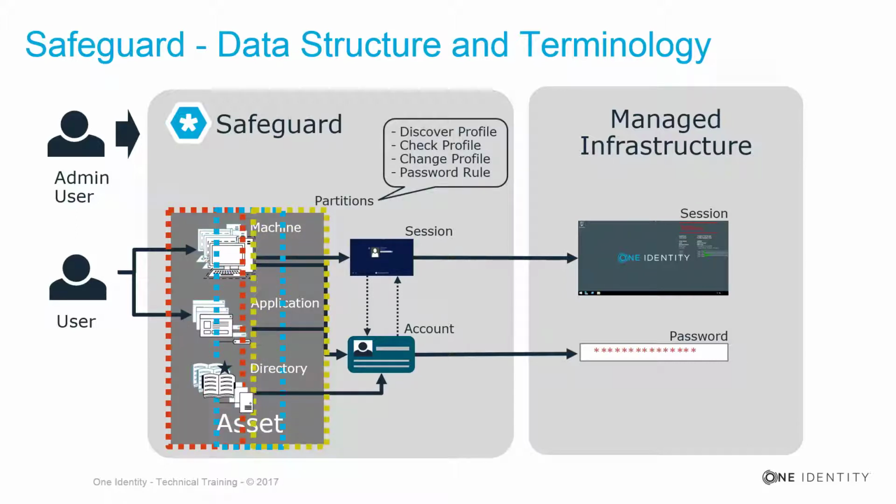Additionally to that, there exists in Safeguard something that is called partitions. Partitions are objects that could be used to group different assets together. So in each partition there could be machines, applications, and directory assets. And this is important as well: for partitions you can also create something called discovery profiles, check profiles, change profiles, and password rules. All of these four types of things will be discussed later on in a video. At present, it is important to know there are partitions to manage the different assets.